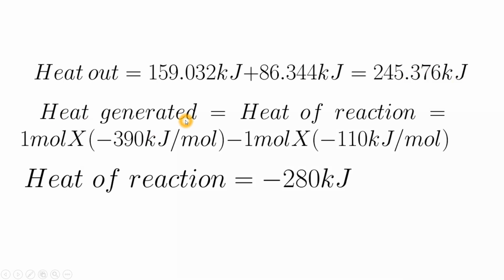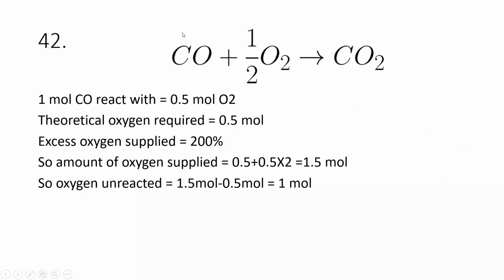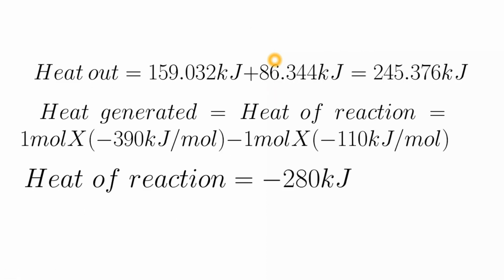Now, what will be the heat generated? Here heat generated, or we can say heat of reaction, will be 1 mole into this. The heat of reaction will be calculated from the heat of formation. The heat of formation of CO2 is given as minus 390 kilojoule per mole, and for CO we have minus 110 kilojoule per mole. What we will do is take the heat of formation of CO2 into moles, minus the heat of formation of the reactant. Remember, the heat of formation of oxygen will be 0, so there is no problem with oxygen. So for CO2 minus 1 mole into minus 110 kilojoule per mole, we get a heat of reaction of minus 280 kilojoule, right?